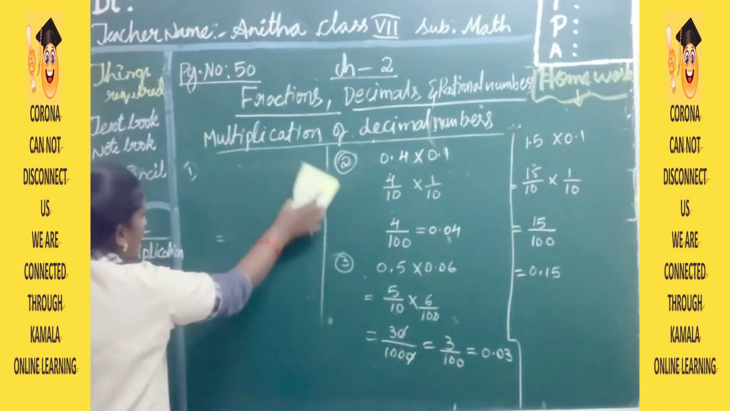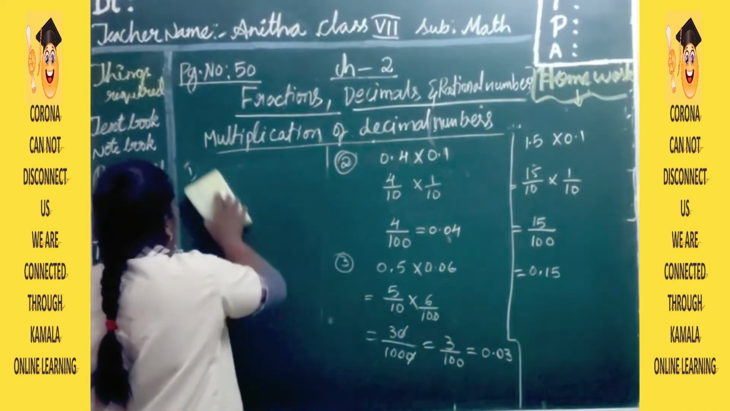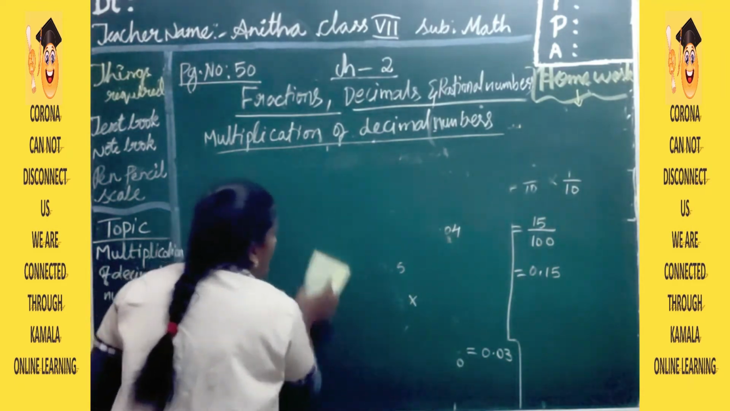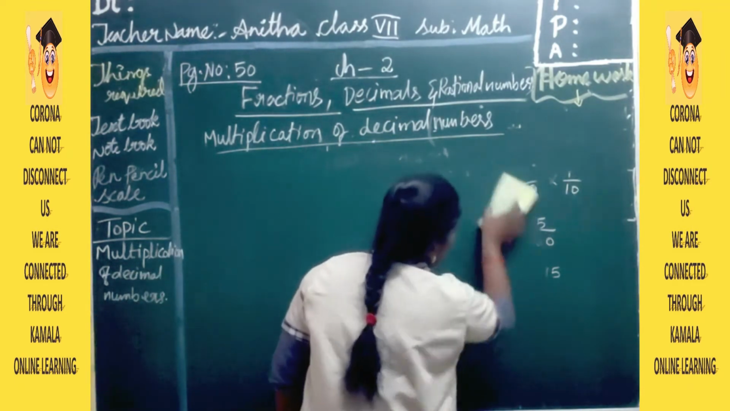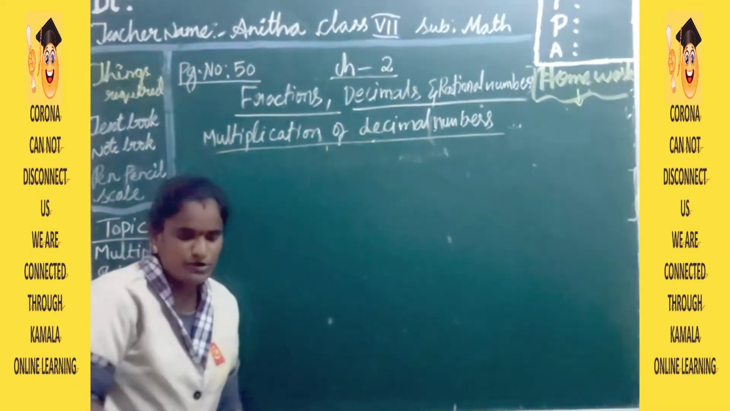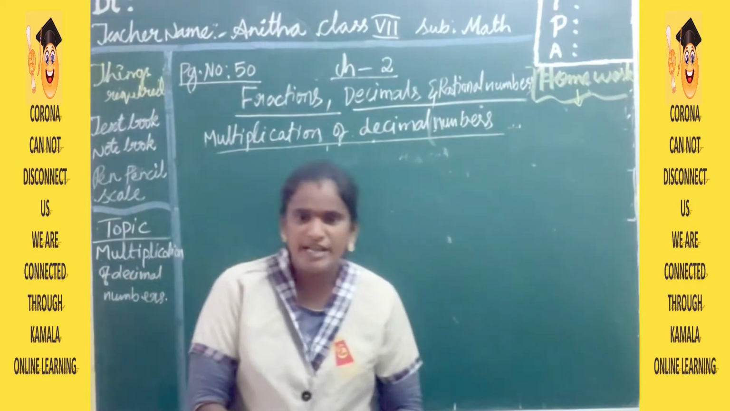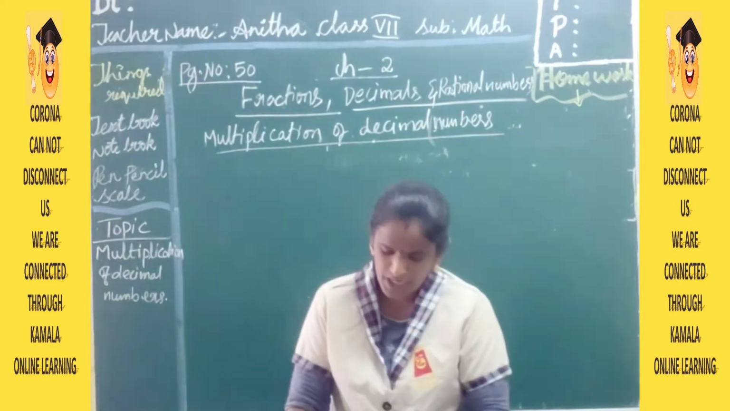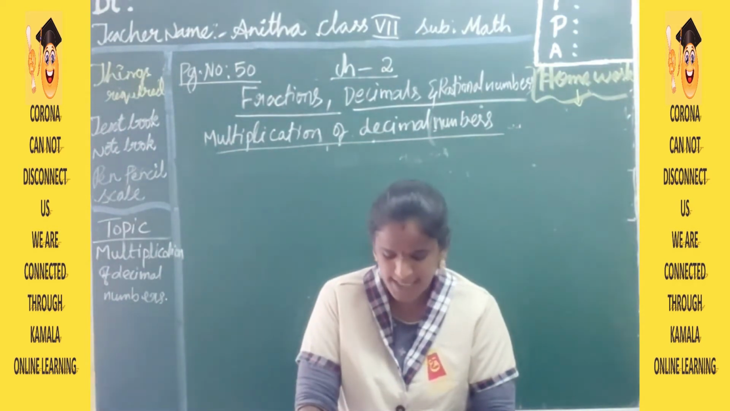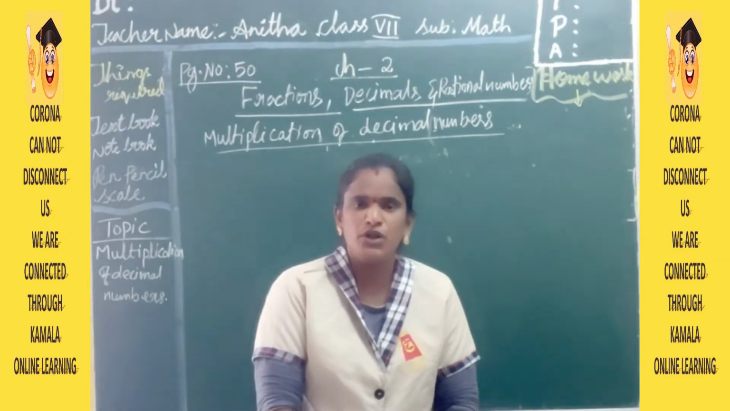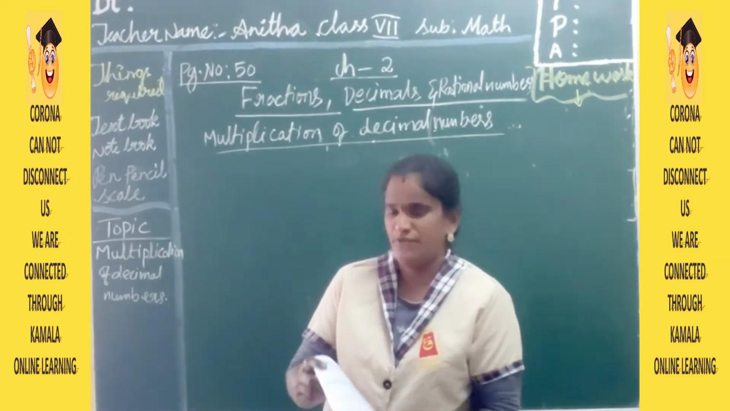This is the method of multiplication of decimal numbers. Now understood? I hope everyone understood. If you have any doubts, you can call the school phone number. Definitely, I will clarify your doubts. Okay? Open your textbook, that is page number 50, children. Look at your textbook, everyone. Exercise 6, first bit. What are they asking? Solve the following.